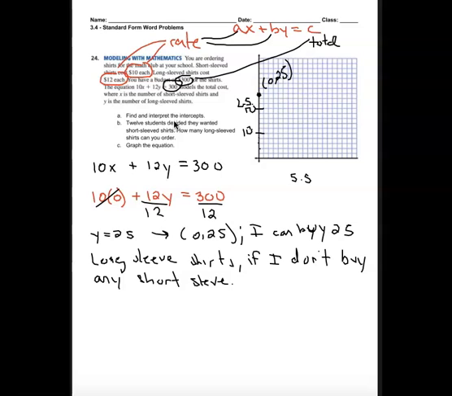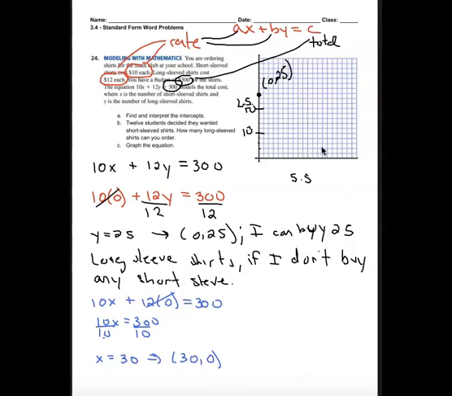The other intercept is 10 times x plus 12 times 0. This time, I don't buy any long sleeve shirts, and I still want to spend $300. Cool. So 12 times 0 goes away, and I have 10x equals 300, and divide both sides by 10, and x is equal to 30. So there's my second coordinate. When x is 30, that means that my y is 0.